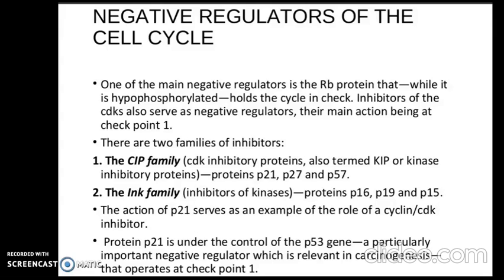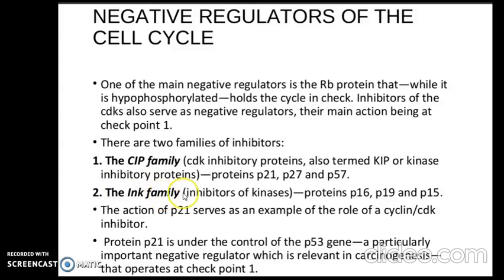There are two families of inhibitors. The CIP family, that is the CDK inhibitory proteins. It is also termed KIP, or kinase inhibitory proteins. It includes the proteins P21, P27 and P57. The second one is the INK family, that is inhibitors of kinases. It includes the proteins P16, P19 and P15.